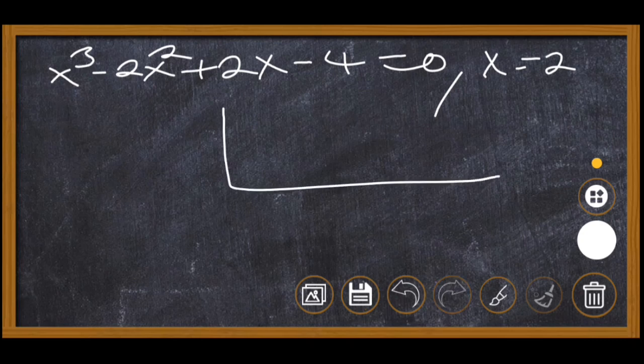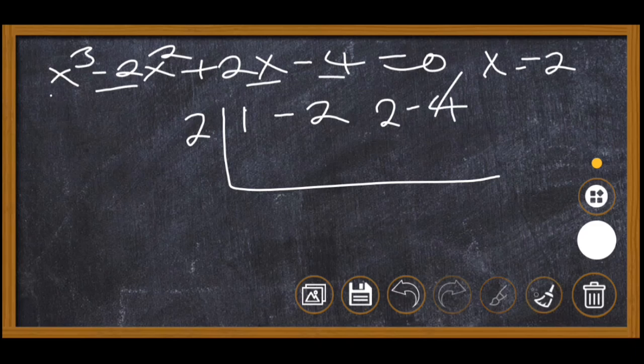So x equals 2 will be here, and then we are going to write the coefficients of the x values. The coefficient of x raised to power 3 is 1. The coefficient of x squared is negative 2. The coefficient of x is simply positive 2. And the constant is negative 4. So we have positive 2 here and negative 4.